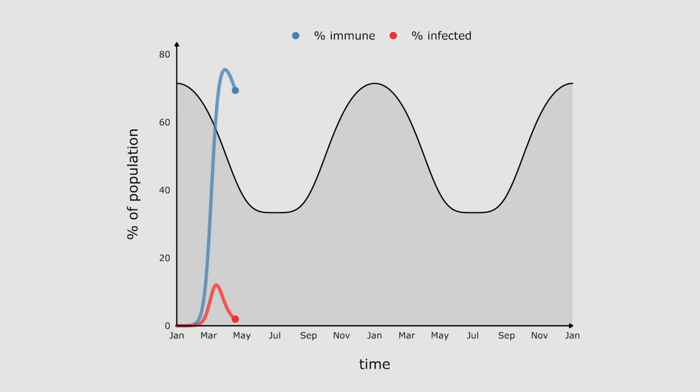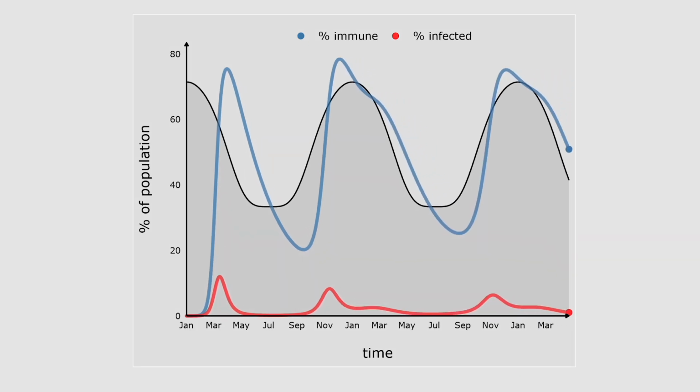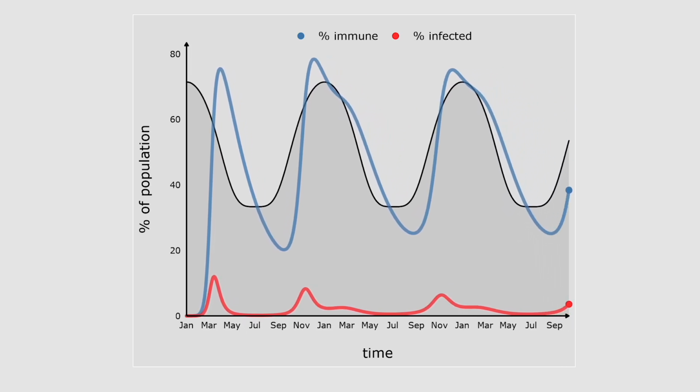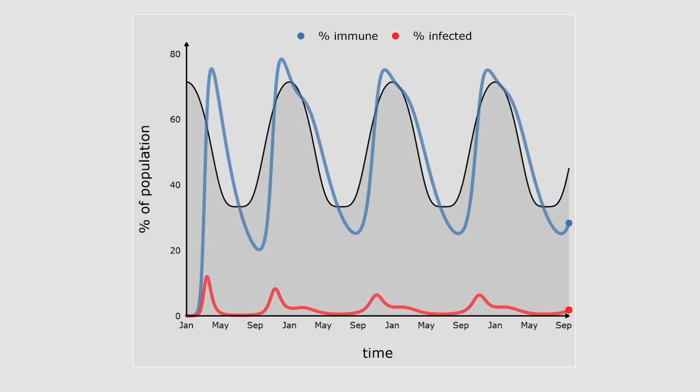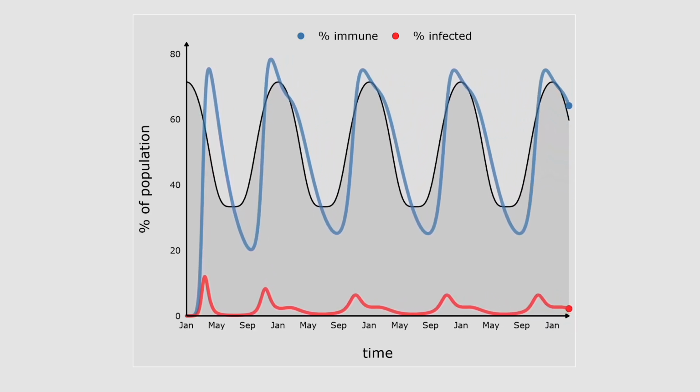After the first peak, immunity wanes, but because the herd immunity threshold is also declining, it takes longer for the blue line to dip below the herd immunity threshold, and so the next peak is delayed. Eventually, this settles into a pattern which is characteristic of the seasonal respiratory viruses that we live with at endemic equilibrium.